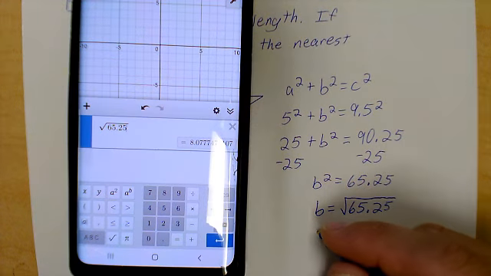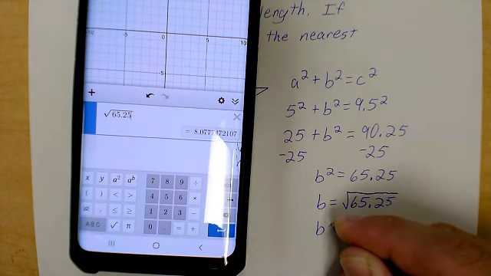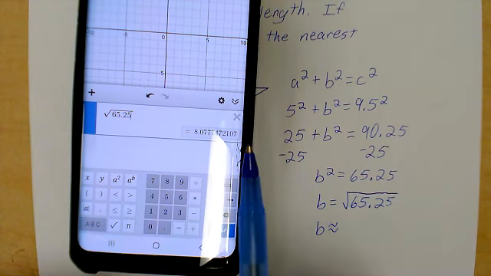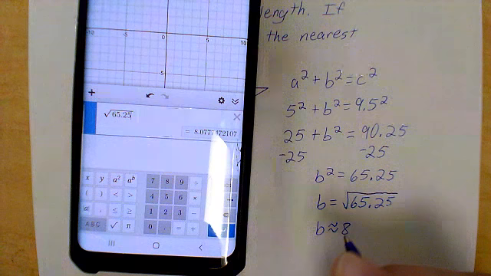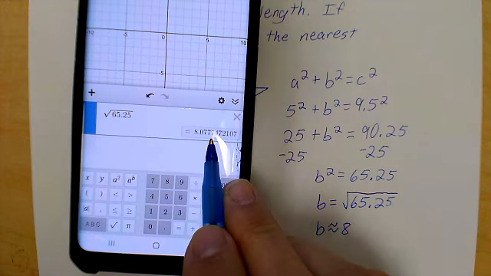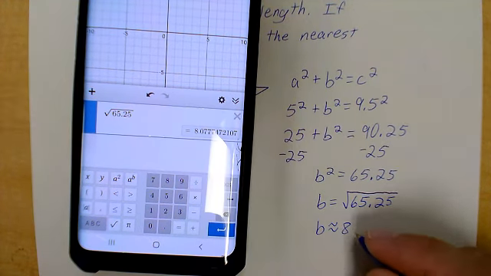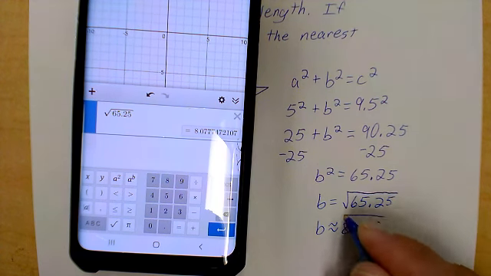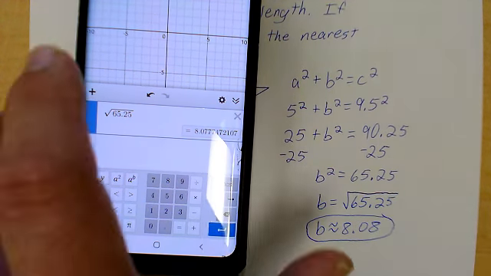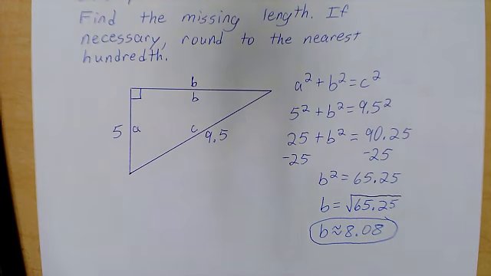8.08 would be to the nearest hundredth. That was a little bit different because on the other problems we were rounding to the nearest tenth. This problem said round to the nearest hundredth, so 8.08 would be rounding this correctly to the nearest hundredth since it was a 7 after this first 7. And that's my final answer on this last example.